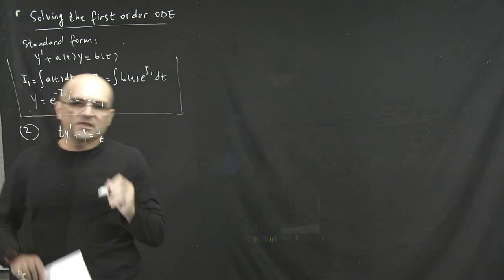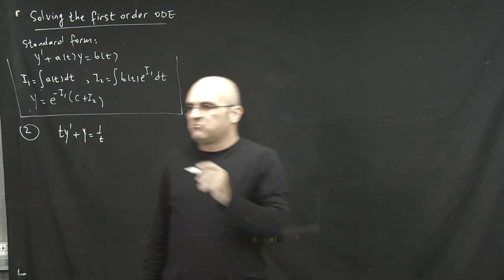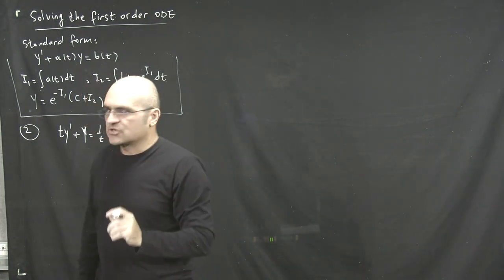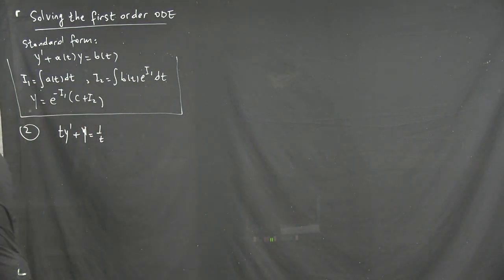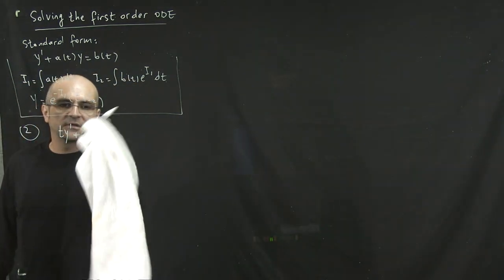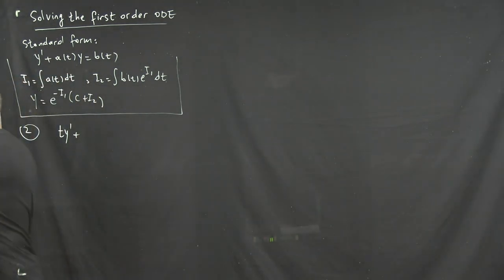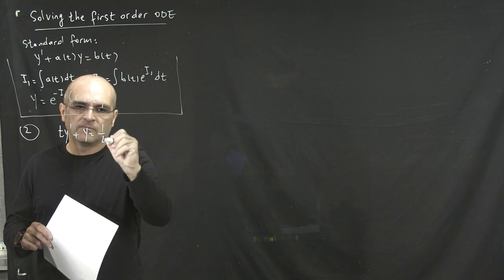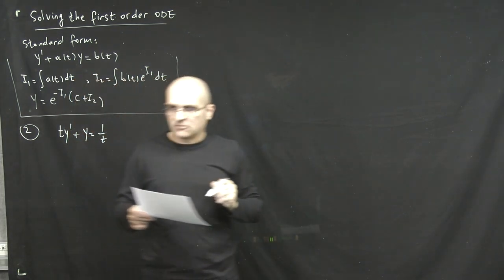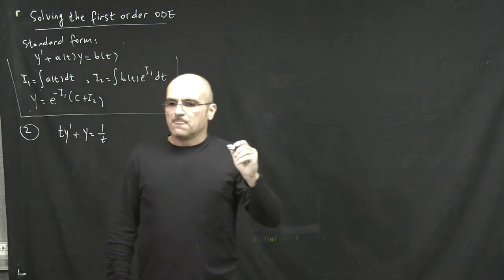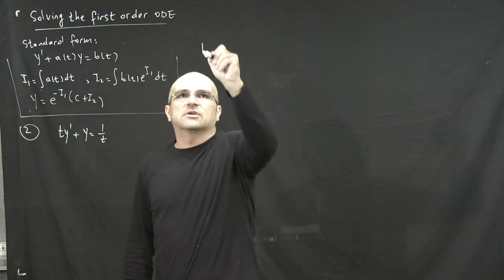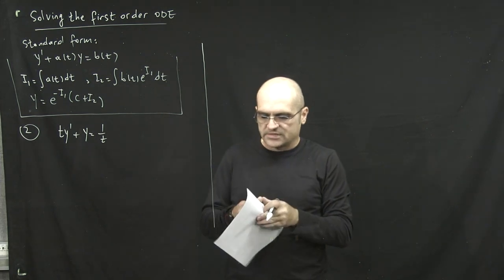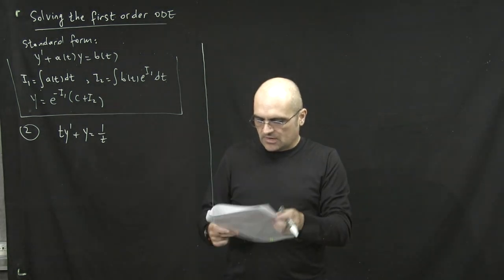And by the way, if you get a hang of how you do this, you can actually pause and see if you can solve it, and then you look at the answer before you actually see the solution given on the board. Right, so ty prime plus y equals 1 over t. And like I said, you can write the solution in advance just to check yourself if you understood the whole process. So here's another one.